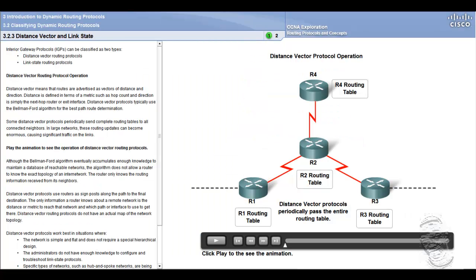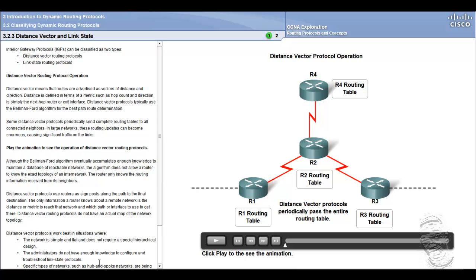Interior gateway protocols. IGPs can be classified as two types: distance vector routing protocols and link-state routing protocols. Distance vector routing protocol operation. Distance vector means that routes are advertised as vectors of distance and direction. Distance is defined in terms of a metric such as hop count, and direction is simply the next hop router or exit interface. Distance vector protocols typically use the Bellman-Ford algorithm for the best path route determination.